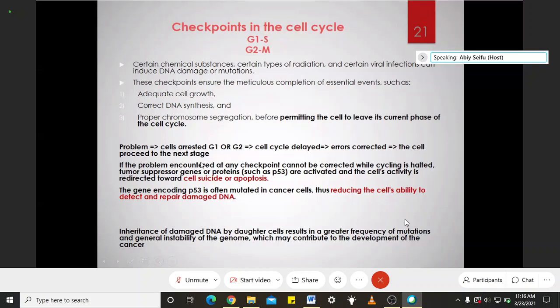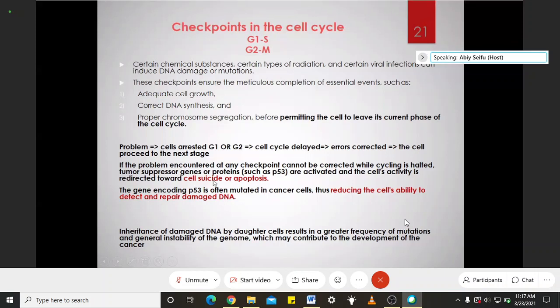Then there is a gene called the tumor suppressor gene. That tumor suppressor gene produces proteins, and those proteins may start to correct the abnormality. The abnormality will be corrected by this protein, such as p53. These proteins are activated, and the cell's activity is redirected towards cell suicide, apoptosis. So the tumor suppressor genes and the proteins produced by these genes will cause the cell to commit suicide and undergo apoptosis.